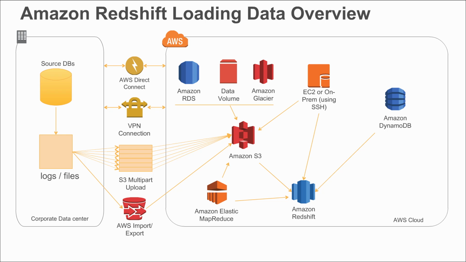So here we see various ways to ingest data into Redshift, loading from EMR, loading from a remote host over SSH, DynamoDB, or even Kinesis Firehose. That's all possible. But loading directly from S3 is the fastest way to get data into Redshift.